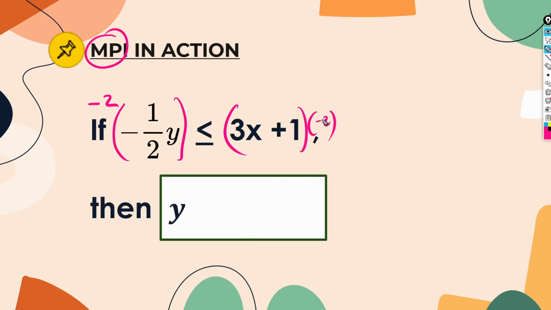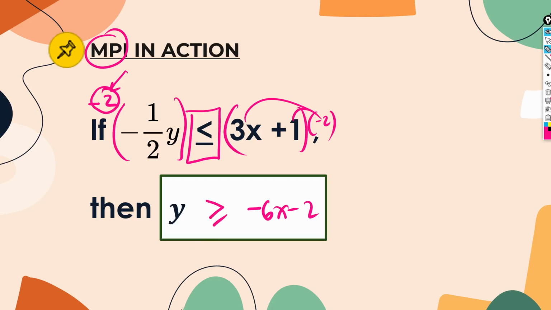Right side should become what? DPMA ka dyan. Minus 6x minus 2. Yeah? But again, negative number ang aking multiplier. So, our symbol flips. Yeah? Final answer ko, y is greater than or equal to negative 6x minus 2. Diba? Very, very simple.